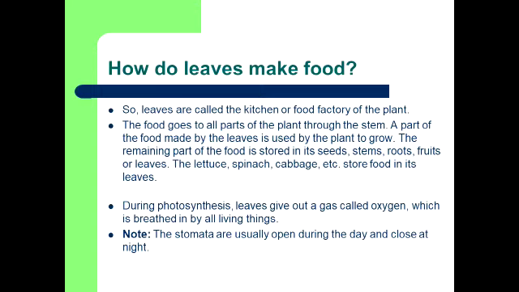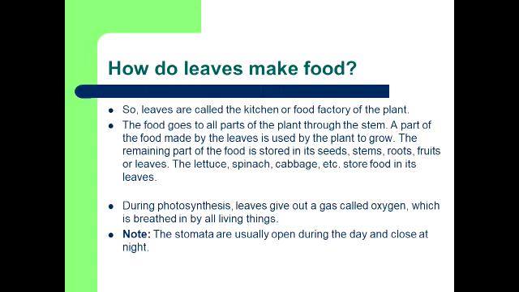Now here is a recap. Leaves are called the kitchen or food factory of the plant. The food goes to all parts of the plant through the stem. A part of the food made by leaves is used by the plant to grow. The remaining part of the food is stored. Where is it stored? In the seeds, stems, roots, fruits or leaves. Lettuce, spinach, cabbage, etc. store food in the leaves.